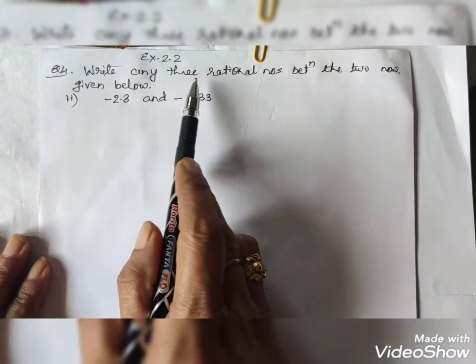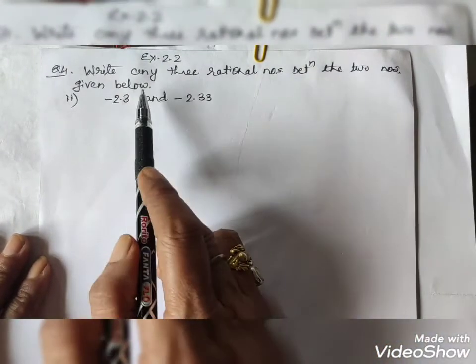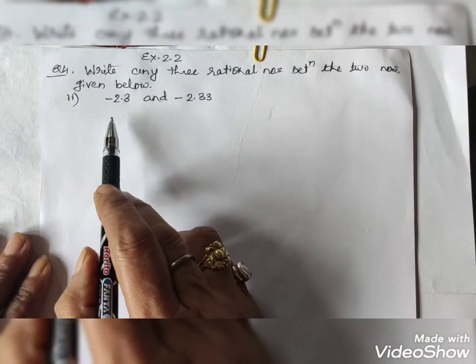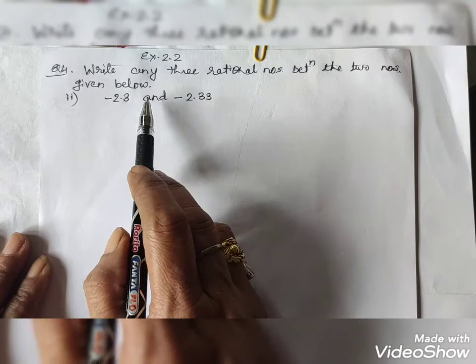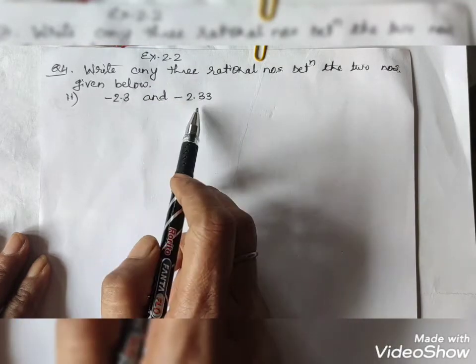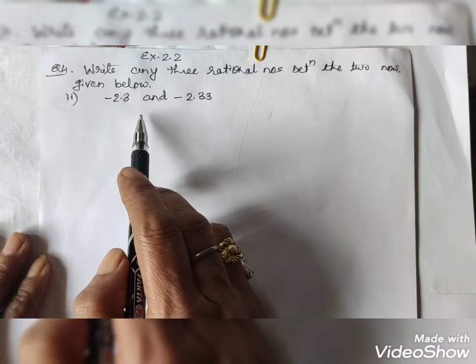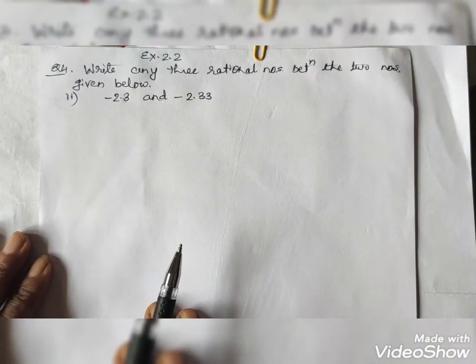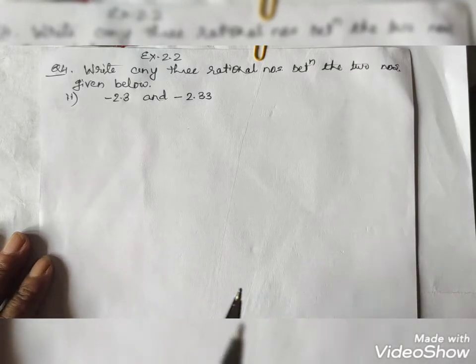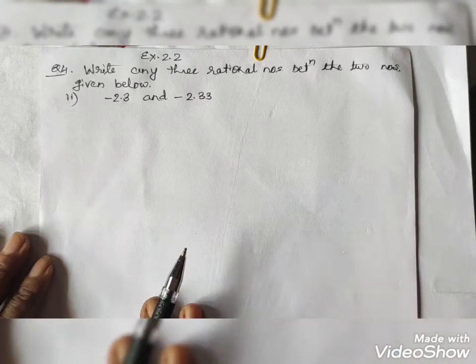See, the question is: write any 3 rational numbers between the 2 numbers given below. Here I am taking this example, minus 2.3 and minus 2.33. You have to find any 3 rational numbers between these 2 numbers. Now you know, children, there are infinite rational numbers between any 2 rational numbers. Infinite means uncountable. So maybe my answer and your answer may differ, as there are infinite rational numbers.